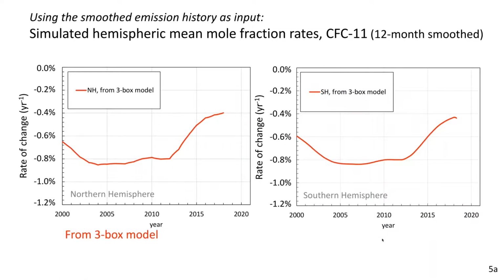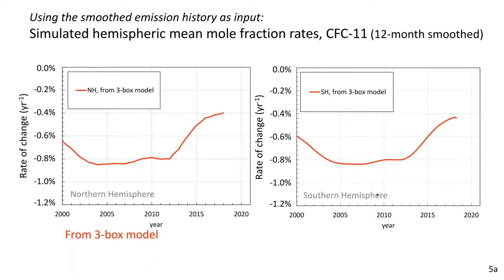So here we have the rate of change now plotted for different years from that smooth emission history put in as input to a 3-box model with constant dynamics, constant mixing terms between the boxes. No surprise, we get smoothed rates of change derived for the northern hemispheric mean mole fraction on the left here and the southern hemispheric mean mole fraction on the right. But what happens when we do that?